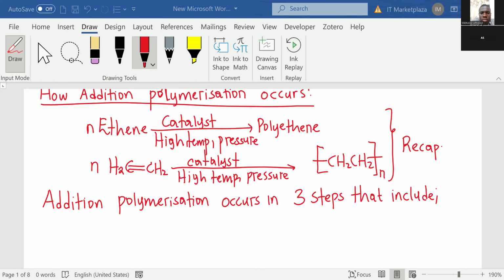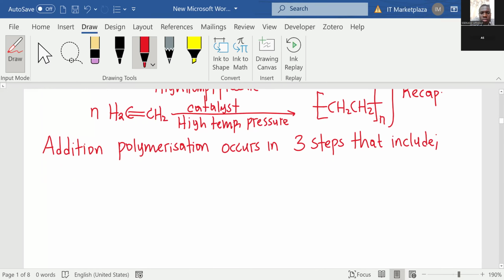So I was saying that addition polymerization occurs in 3 stages, and to explain them, we are going to take an example. So to explain those stages, consider polymerization. Consider polymerization of ethene.